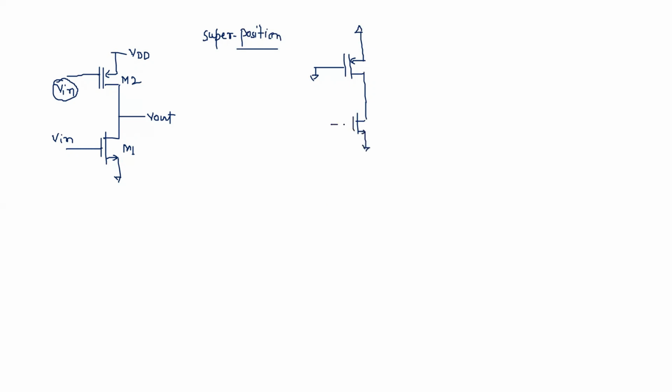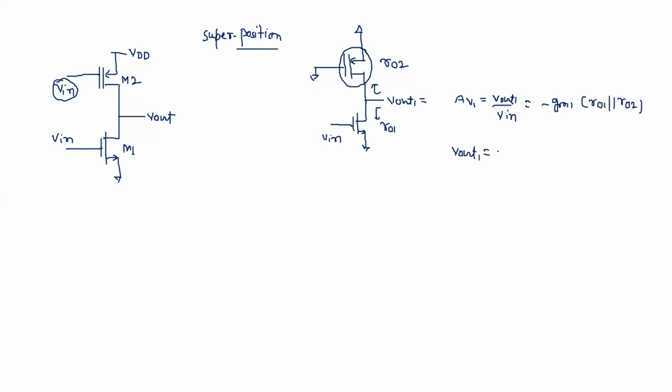Now M1 is the only device where I'm applying the input, for case one. I'm mentioning superposition again and again so that you are not confused by the gate of the M2 transistor being connected to ground. This is the output one. Now this device is going to offer ro2 if I'm looking from this side, and this device is going to offer ro1. So the gain for case one, Av1, that is Vout1 by Vin, is equal to minus gm1 (ro1 parallel to ro2). Or we can say Vout1 is equal to minus gm1 (ro1 parallel to ro2) multiplied with the input voltage.